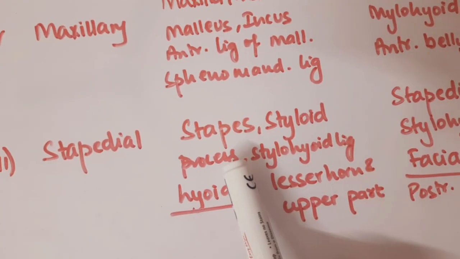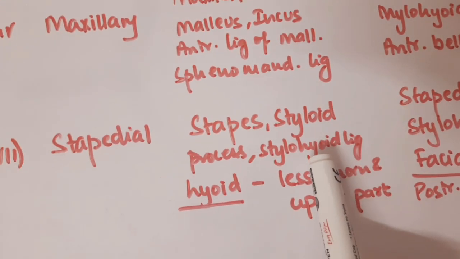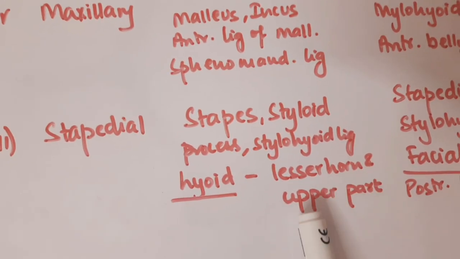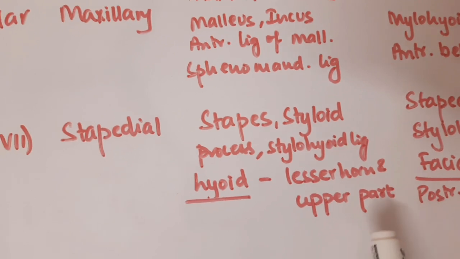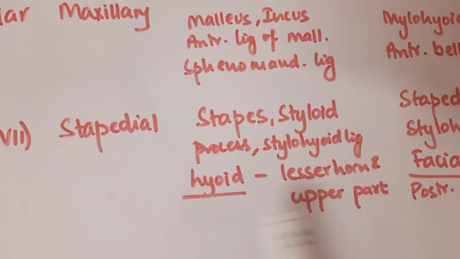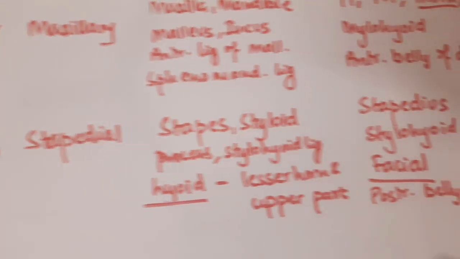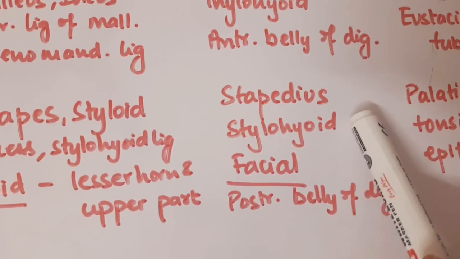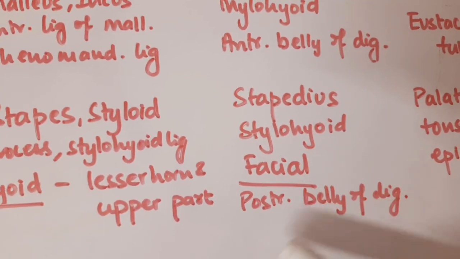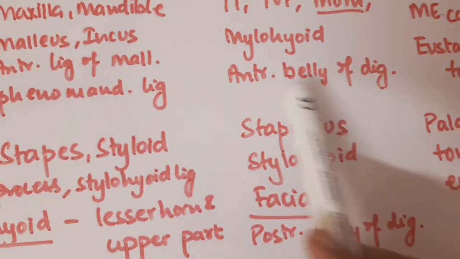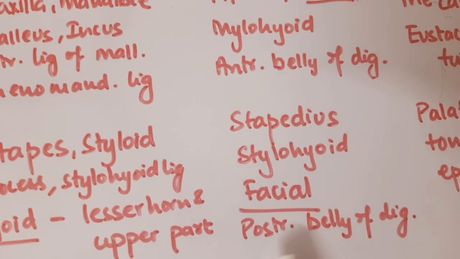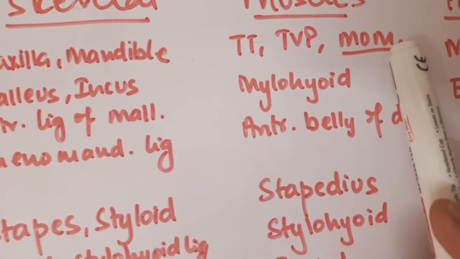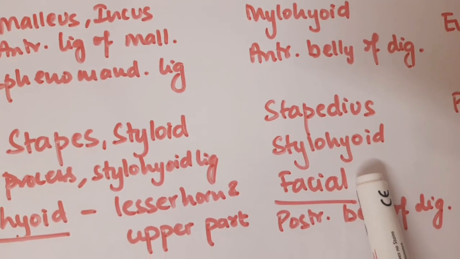The styloid process comes from the second arch, the stylohyoid ligament, and the hyoid bone, the lesser horn of the hyoid bone and upper part of the body of the hyoid bone. Lesser horn and upper part of the body of the hyoid bone come from the second arch. In the muscles, we have the stapedius muscle, the stylohyoid muscle, all of the facial muscles, and the posterior belly of digastric. Remember, the anterior belly came from the first arch and the posterior belly will come from the second arch. And again, muscles of mastication from the first arch and facial muscles from the second arch.